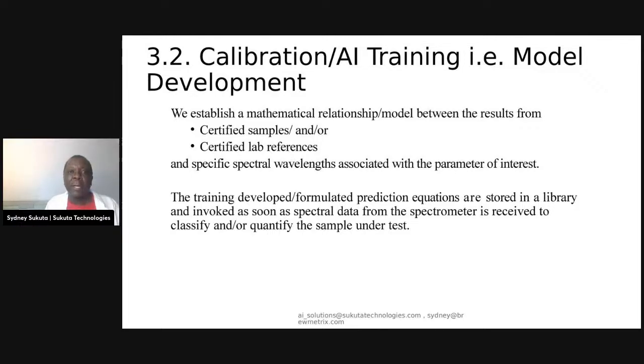And then we build a model. The trained, formulated prediction models are stored in a library. Some people may call this training as well. We store them in a library on a computer, and we invoke them when needed. But I'll explain some of the next step here.